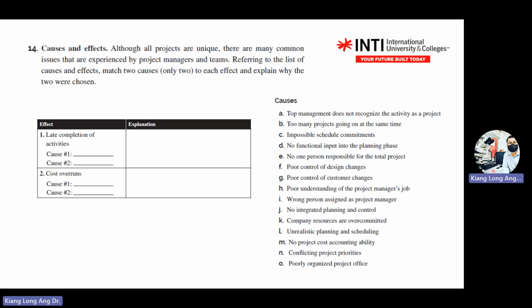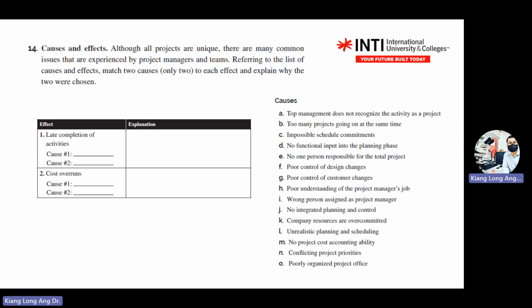What is the role of top management? They give, or empower, power and authority to the project manager. So what is the explanation? Why late? Because the organization chart is unclear, or the authority and responsibility are unclear.